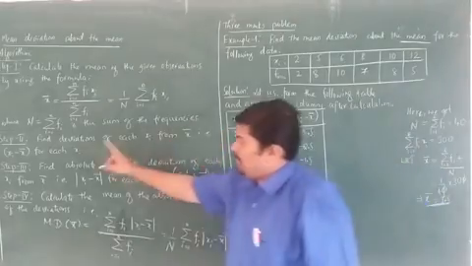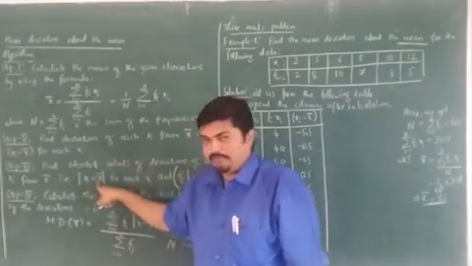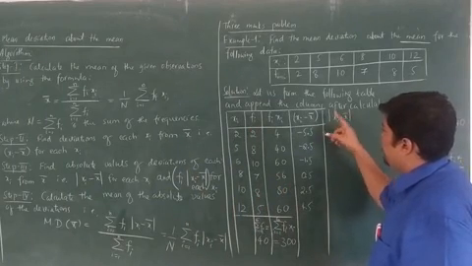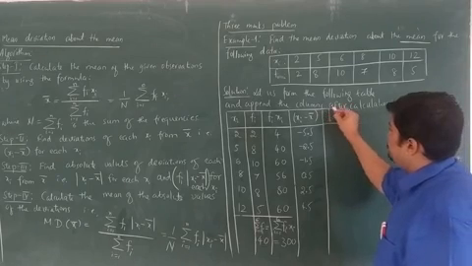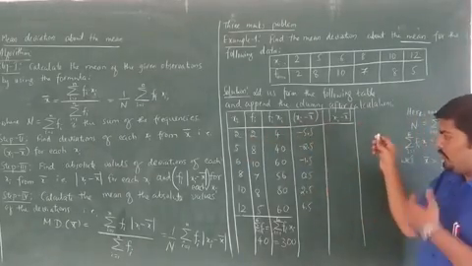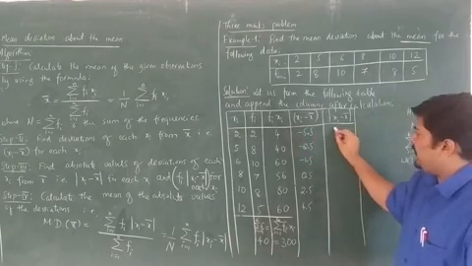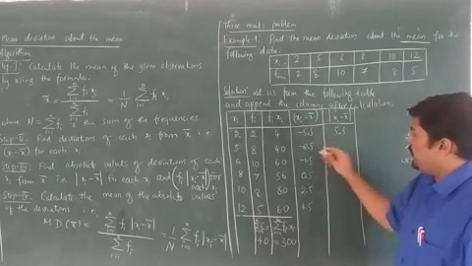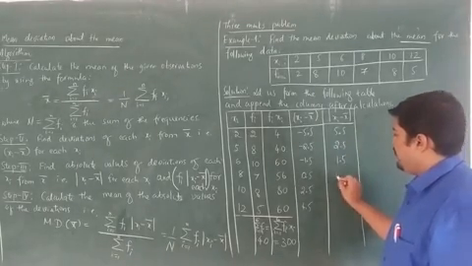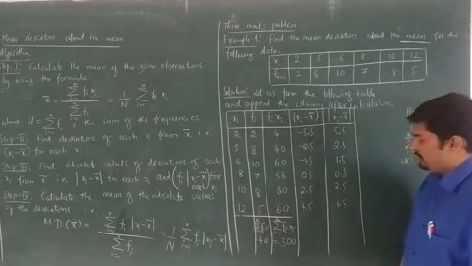Now, in step number 3, what you are supposed to calculate? Your task is to calculate the absolute values of these deviations, that is, modulus of xi minus x bar, for each and every observation. Let me take the absolute value of minus 5.5, that is plus 5.5, minus 2.5, absolute value 2.5, 1.5, 0.5, 2.5 and 4.5 at the last.